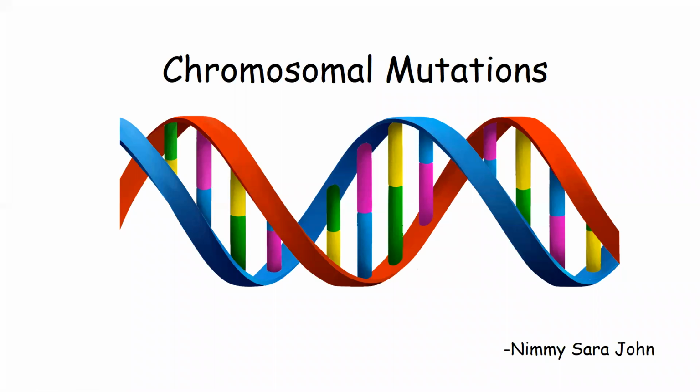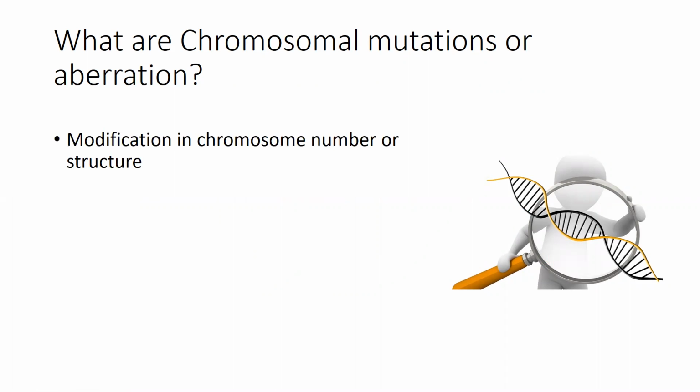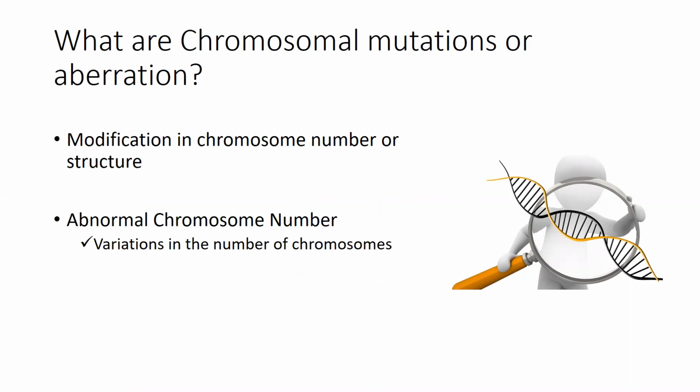Hey everyone! Today we will be talking about chromosomal mutations. So, what are chromosomal mutations or aberrations? These are modifications in chromosome number or structure itself. Various types of abnormal chromosome numbers include variations in the number of chromosomes, and these can also be classified as structural aberrations of the chromosome itself.